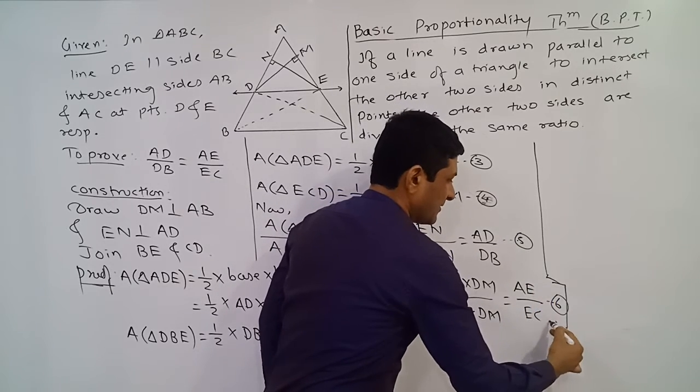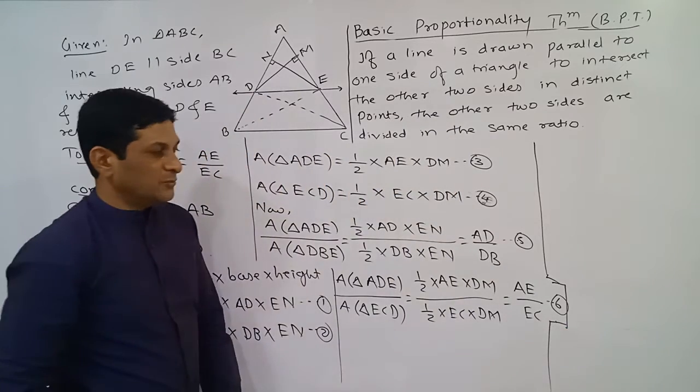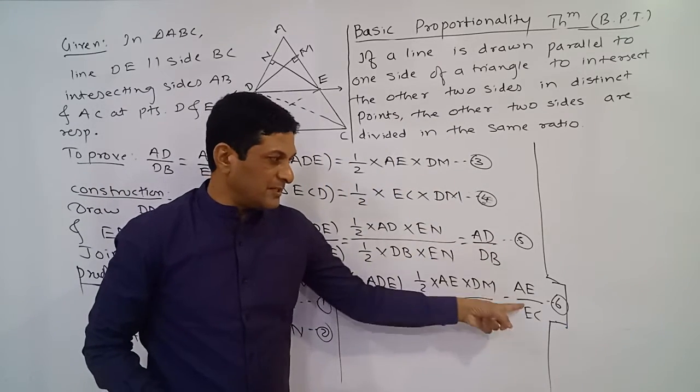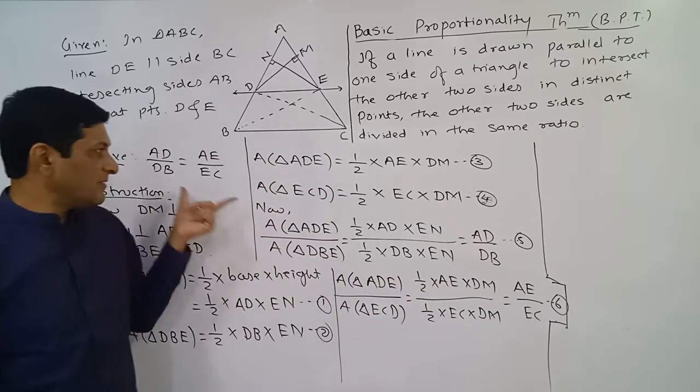Now observe our required result. What is our required result here? We have to show that these two ratios are equal. That is our required result.